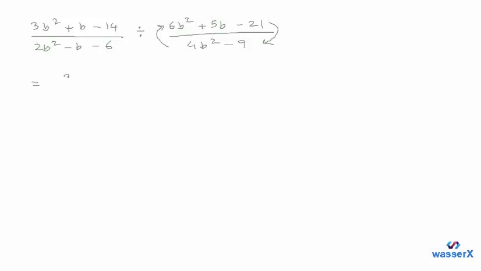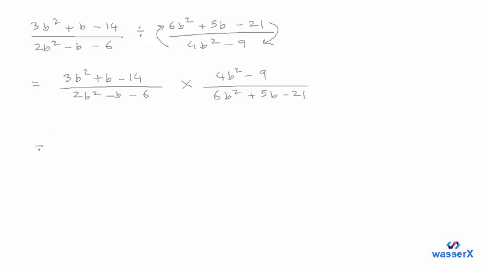So this is going to be equal to 3b squared plus b minus 14 on the top over 2b squared minus b minus 6 on the bottom multiplied with 4b squared minus 9 on the top and 6b squared plus 5b minus 21 on the bottom, which is equal to, in their factored forms, 3b plus 7 times b minus 2, that's the factored form of this, over this one is 2b plus 3 times b minus 2 multiplied with the factored form of this one.